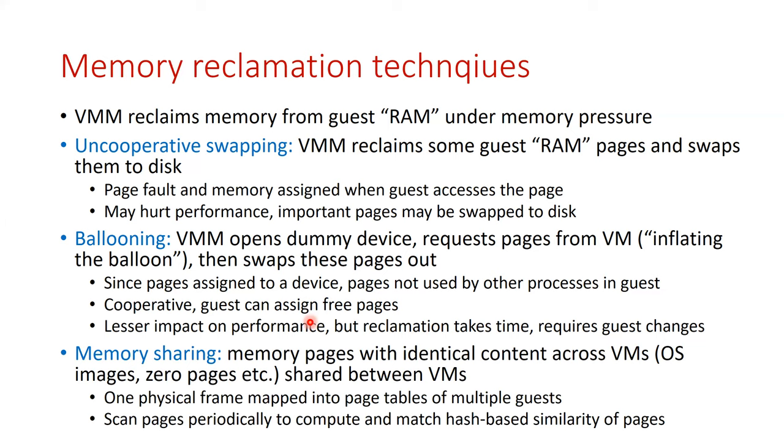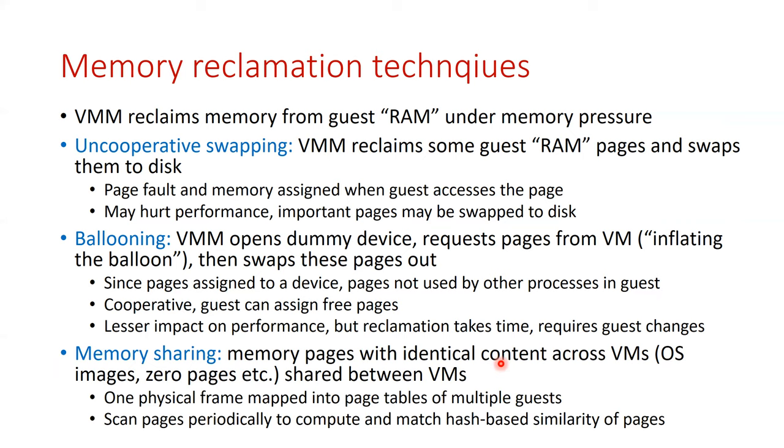There's also a third way to conserve memory on the host when there are multiple guests running. This is called memory sharing. For example, between the guest RAM pages, there could be multiple pages with identical content. For example, if two guests are running the same OS image, or a lot of guests have zero empty pages in their RAM. So there could be a lot of pages with identical content in the guest physical address spaces. What the VMM or the host can do is map the same physical frame into the page tables of multiple guests. The same physical frame is assigned to multiple guest operating systems and they all share the same memory because it has the same identical content.